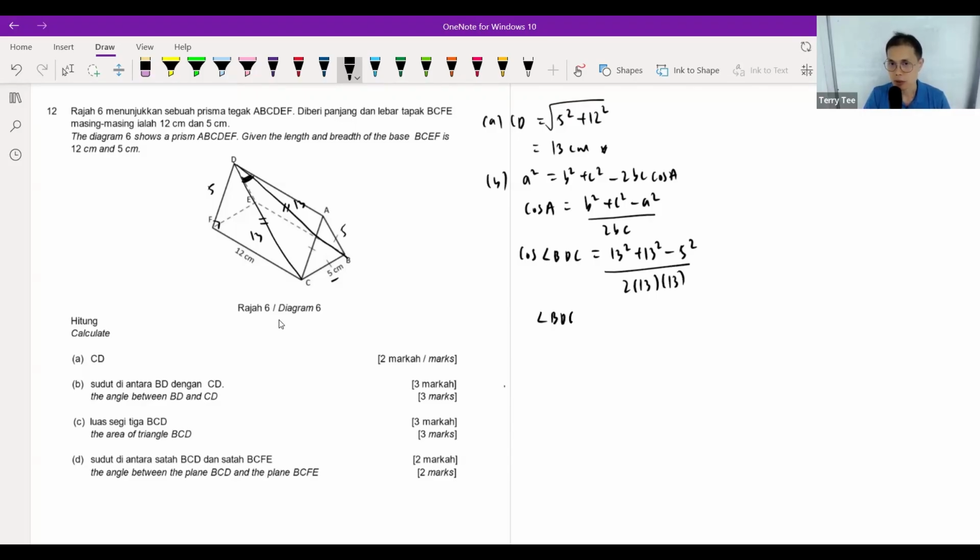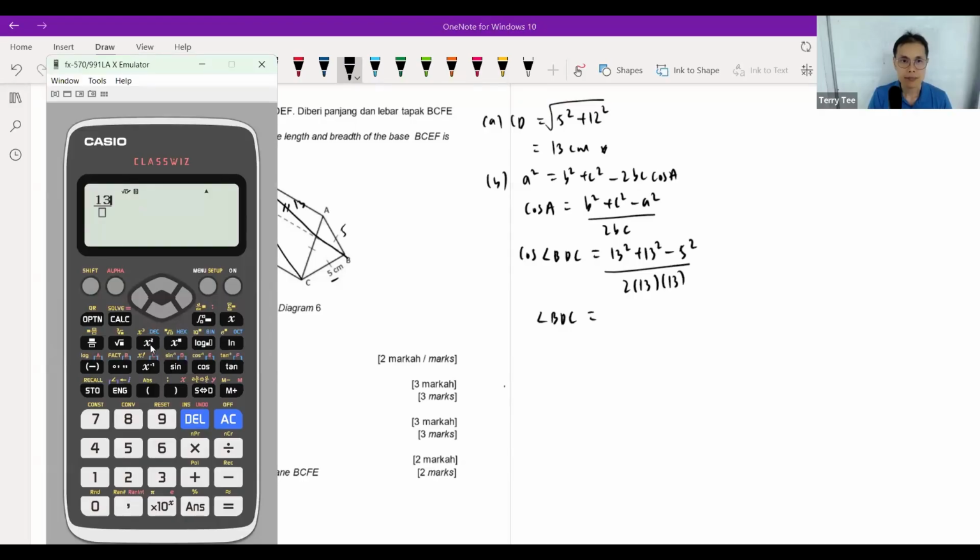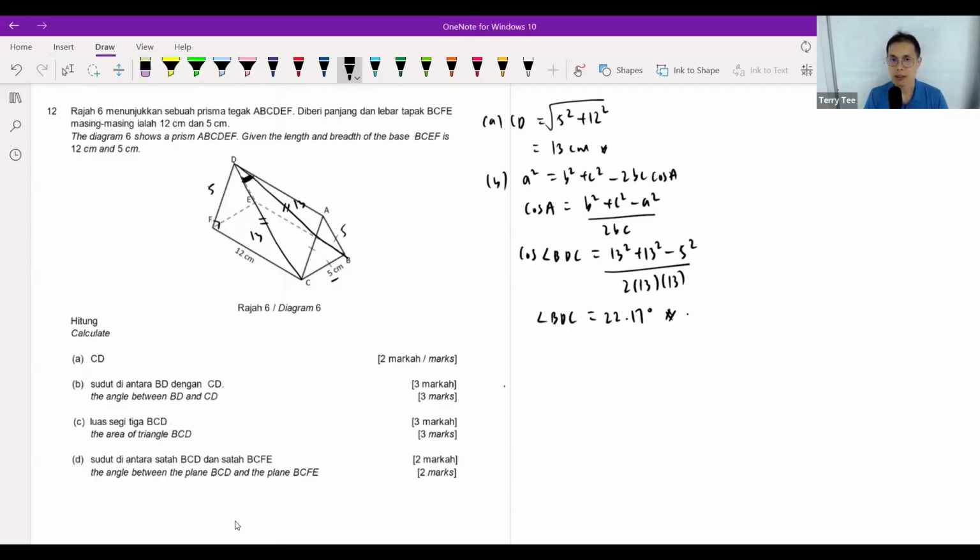So BDC will be, use your calculator, take 13 squared, just times 2 will do, minus 5 squared is 25, over 2 times 13 times 13. You can write 13 squared. That will give us 313 over 338. We can just shift cos, answer equals, write this down, 22.17. Okay, that is your angle BDC, the angle between the two lines.